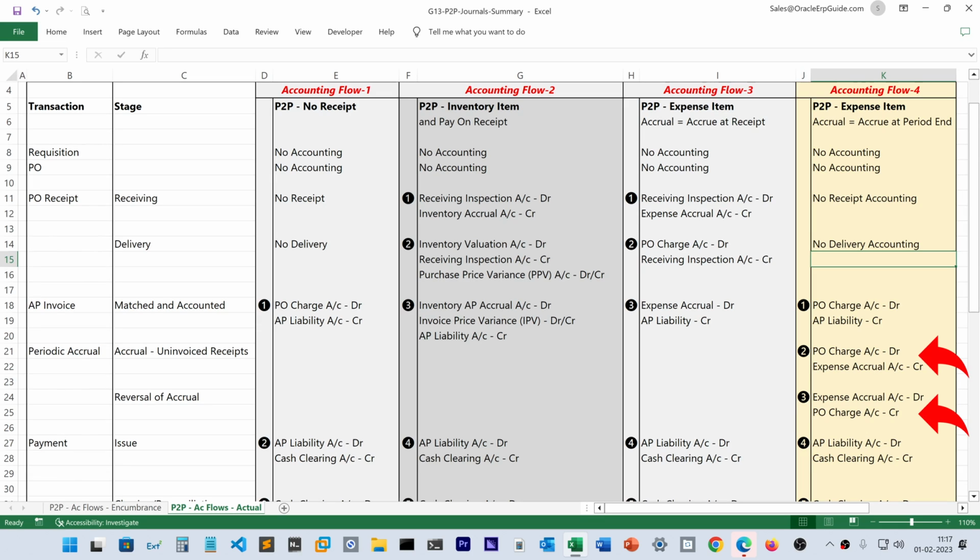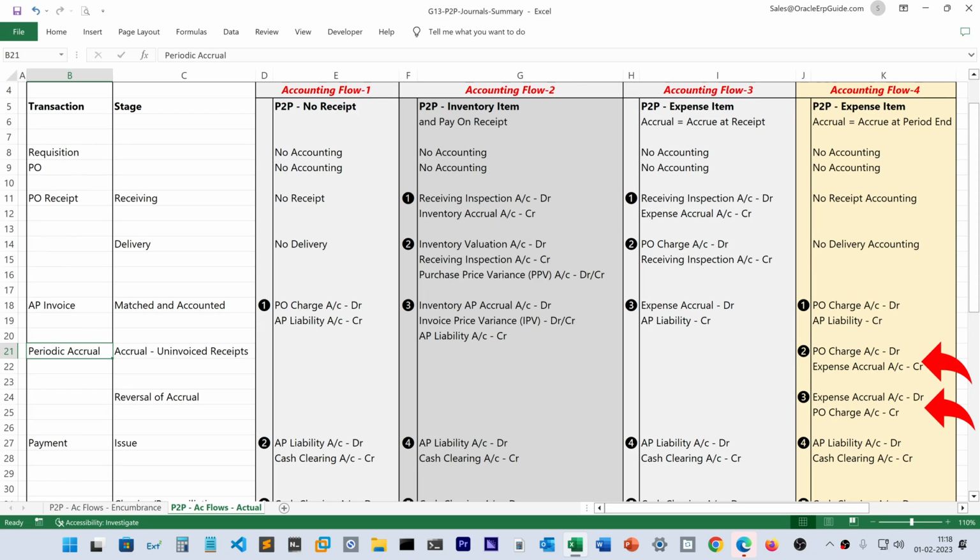Now here again we have the same situation. If the AP invoice happens first, then PO charge is debited, AP liability is credited. 2 and 3, this accounting will not happen at all, because at this stage, as the invoice has already happened, this is not an uninvoiced receipt. This is an invoiced receipt. There is no question of doing this accounting. And since we are not doing this accounting, there is no question of doing the reversal of that accounting also.